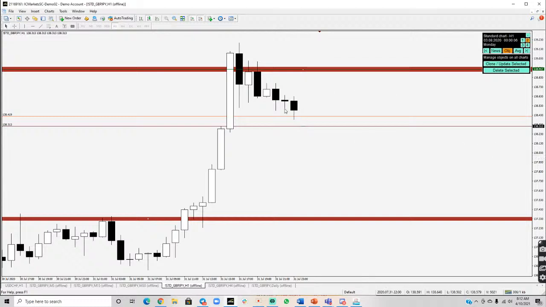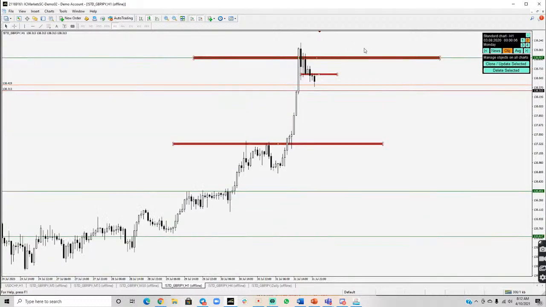Now, as you can see here, we have a resistance here on the 1-hour time frame, and we also have a support here. So I'm just going to highlight the support as well. Going to make these a bit better. Yeah, bring it about here.